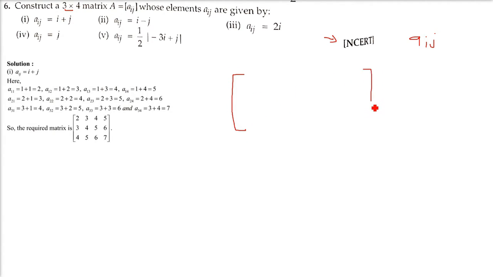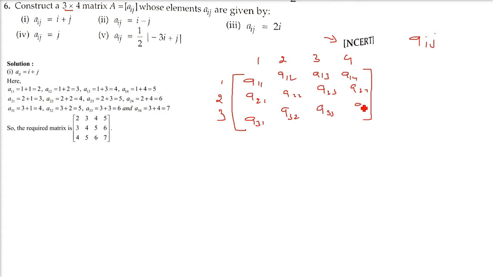So how do we write? This is A, and these are 3 rows and 4 columns. So 1, 2, 3, 4, 1, 2, 3. Rows are 3 and columns are 4. So A11, A12, A13, A14, A21, A22, A23, and A24, A31, A32, and A33, and A34.